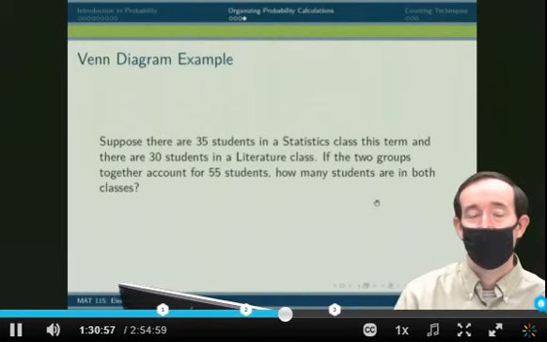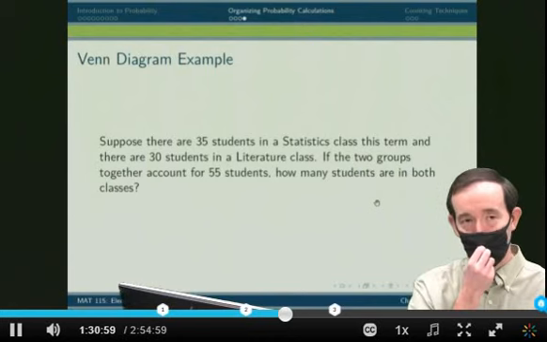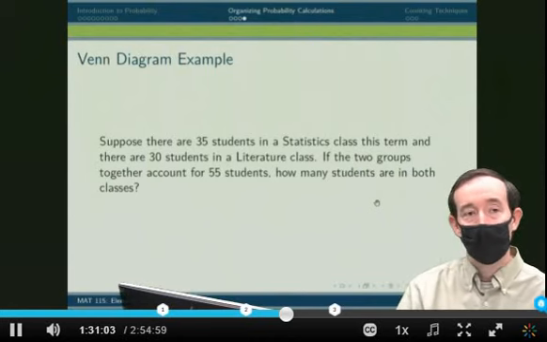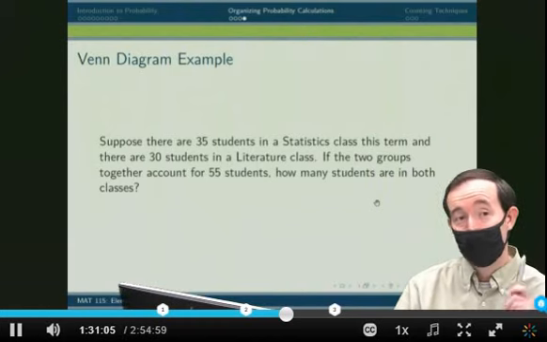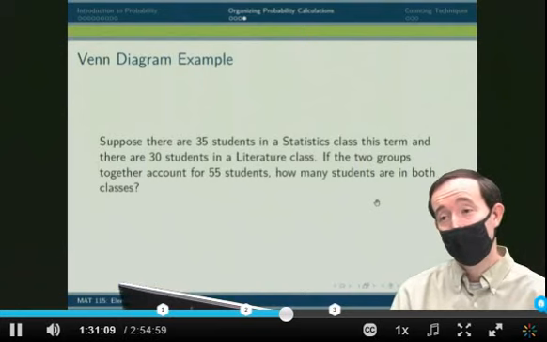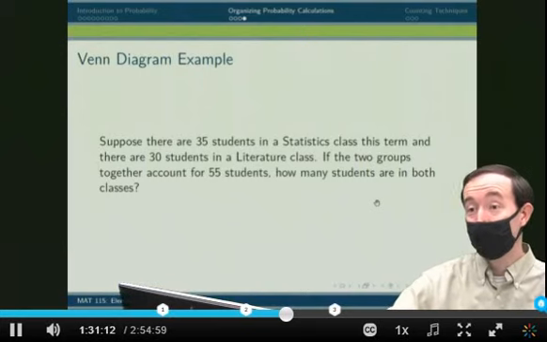Take a guess. What do you think? 55 of them are in both? Not necessarily. In fact, since only 35 are in statistics, it can't be that 55 are in both. But 55 are total across the two.